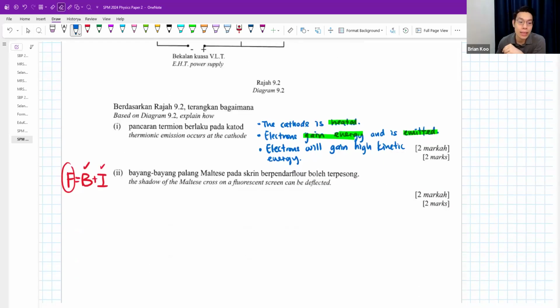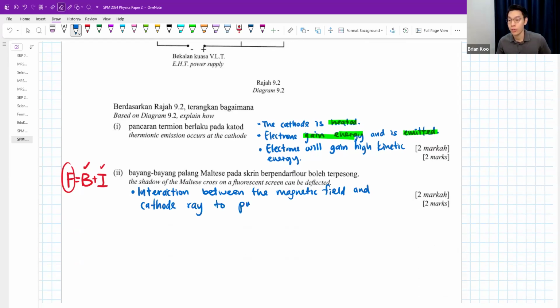Okay, so you can say something like, this is due to the interaction between the magnetic field and cathode ray to produce a force. Okay, you are likely to get 2 marks from here already straight away.